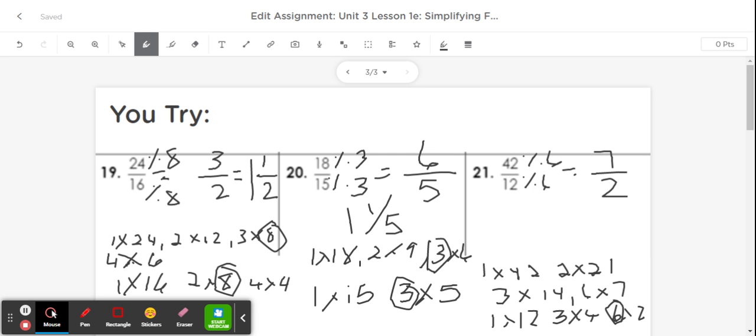Now, you can leave it an improper fraction for this. It would be just fine. I would accept that. But the truth of this one is this should turn into 3 and 1/2, because 2 goes into 7 3 times with 1 piece left over.